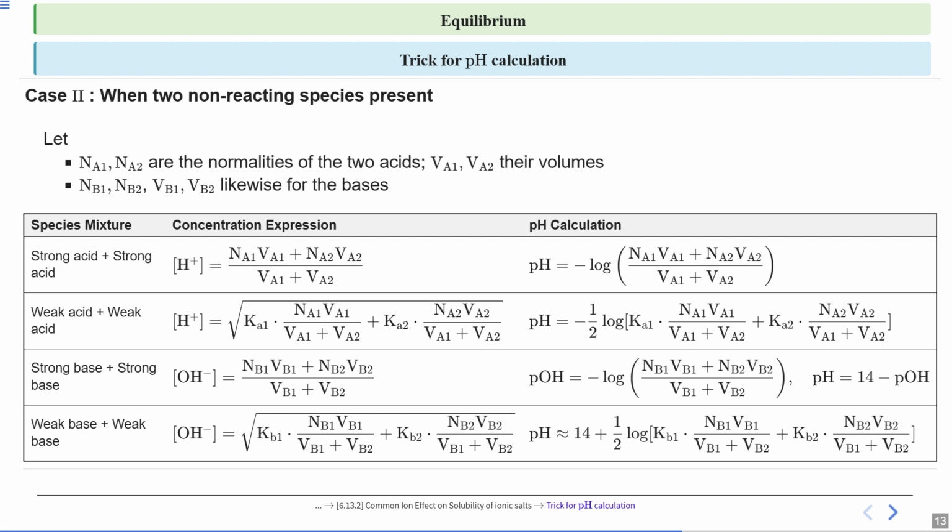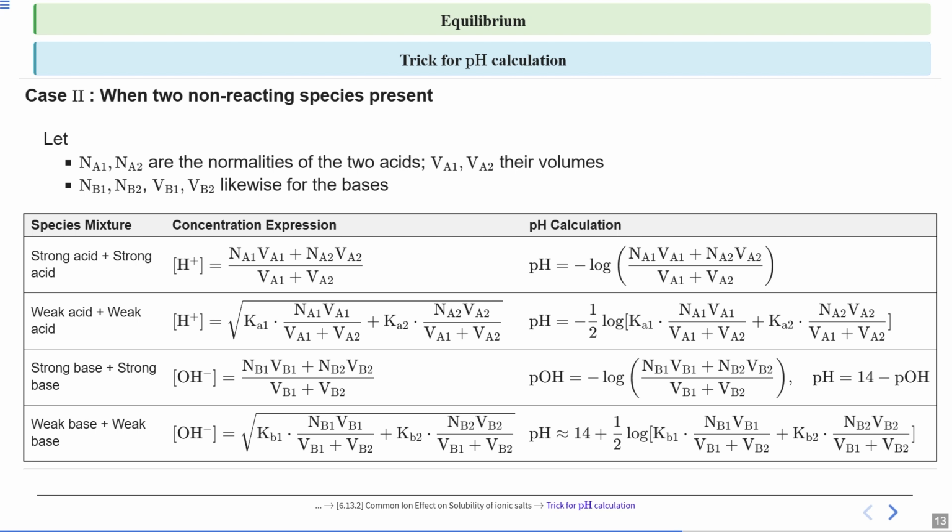Similarly, we can have the case of two strong bases. In that case, the pOH will be the negative logarithm of NB1 VB1 plus NB2 VB2 divided by VB1 plus VB2. Then we will subtract this from 14 to get the pH.